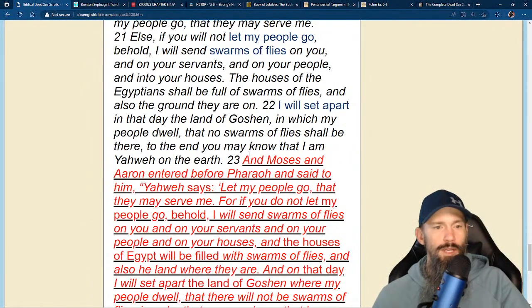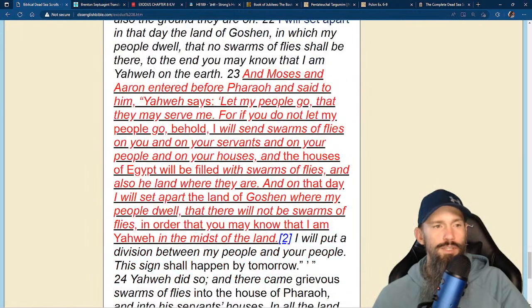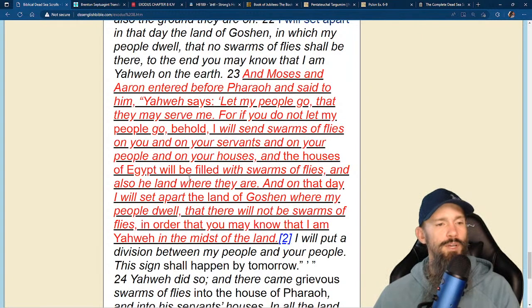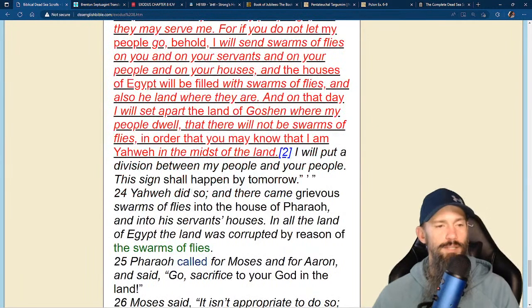And Moses and Aaron entered before Pharaoh and said to him, "Yahuwah says, let my people go, that they may serve me. For if you do not let my people go, behold, I will send swarms of flies on you, and on your servants, and on your people, and on your houses, and the houses of Egypt will be filled with swarms of flies, and also the land where they are. And on that day I will set apart the land of Goshen where my people dwell, that there will not be swarms of flies, in order that you may know that I am Yahuwah in the midst of the land. I will put a division between my people and your people. This sign shall happen by tomorrow."